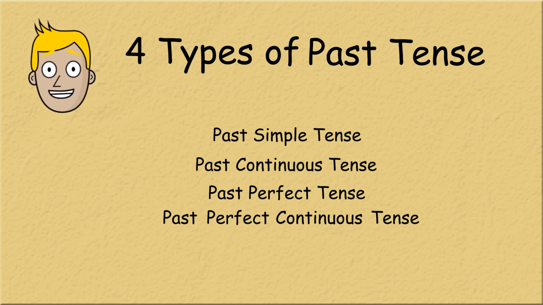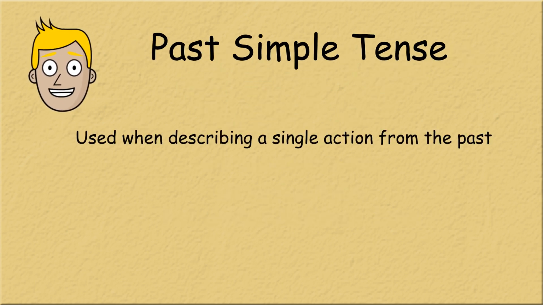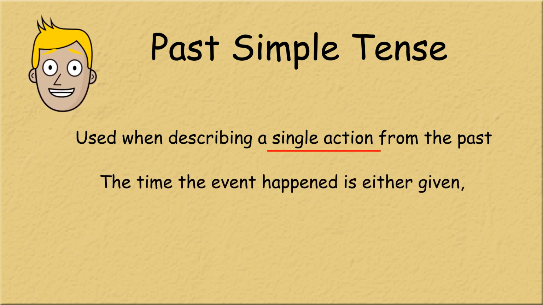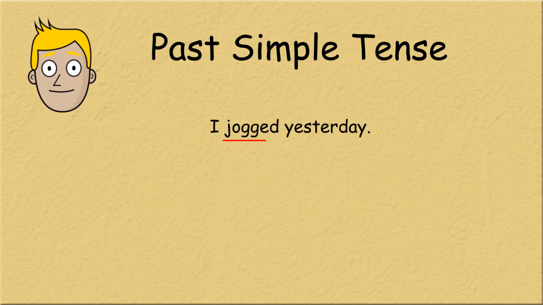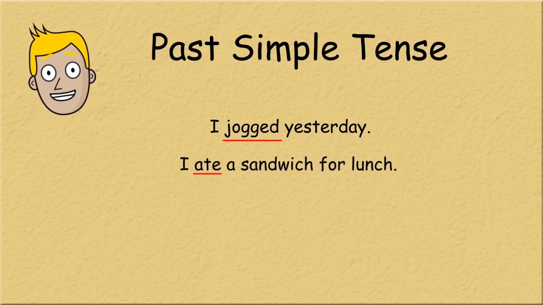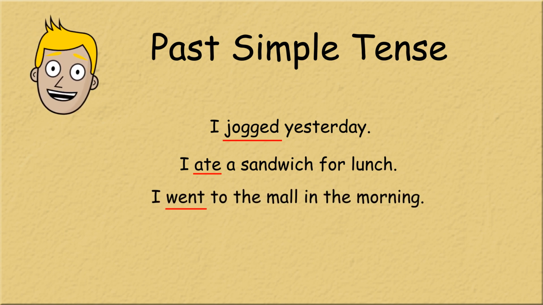Quite a mouthful, right? The past simple tense is used when describing a single action from the past. The time it happened is either already given or is understood from the context. Examples include, I jogged yesterday. I ate a sandwich for lunch. I went to the mall in the morning.